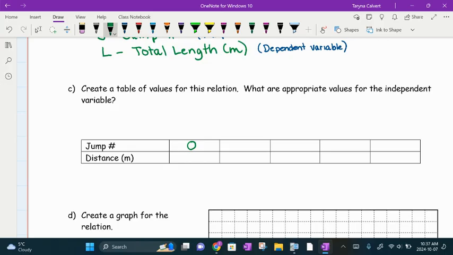So what number do you want to use next? Jump number? Sure. Next one? Sure. You guys are just going to go constant? Okay. 1, 2, 3, 4? Or do you want to change it up?